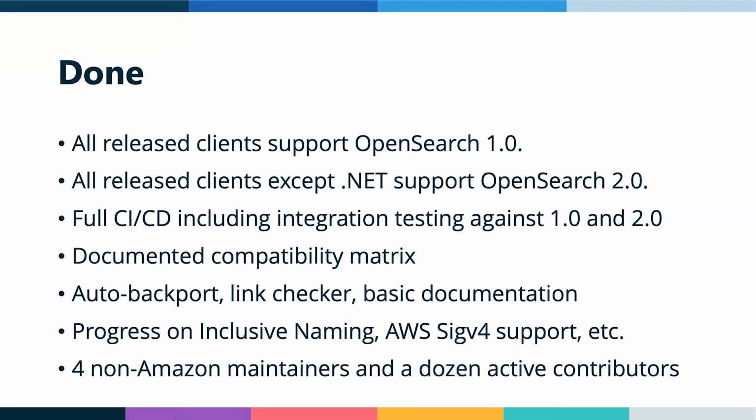There are workflows like auto backport, link checker, and basic documentation for clients, which we had to write from scratch. There's also progress on inclusive naming and features like AWS SIG-v4 support and etc. And currently we have 4 non-Amazon maintainers and a dozen active contributors, and definitely looking for more. So these are all the things that are done. And now moving on to the things that are not done yet.